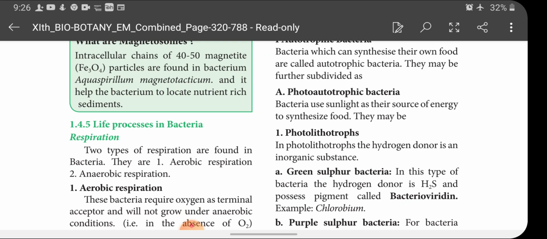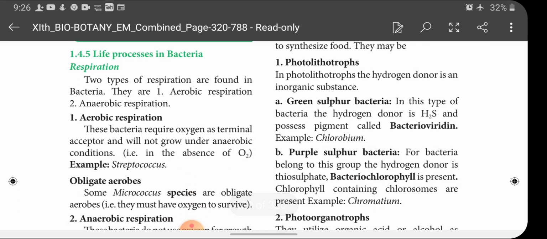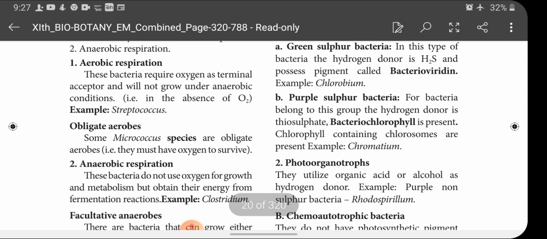And today we are going to start with life process in bacteria. Based on respiration, bacteria are classified into two types. One is aerobic respiration, another one is anaerobic respiration. So, what is aerobic respiration? You know very well, it is a basic thing. Any organism which utilizes oxygen for respiration is called aerobic, and those bacteria which do not utilize oxygen for respiration are called anaerobic.